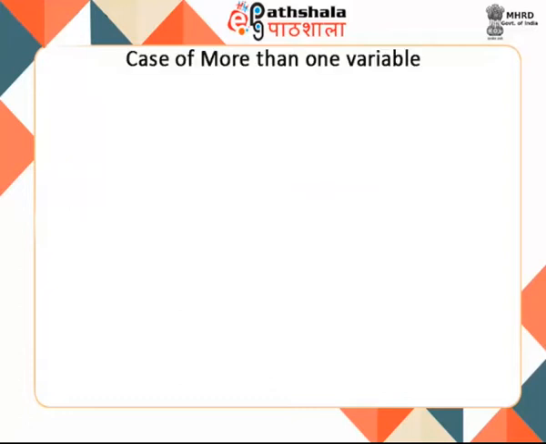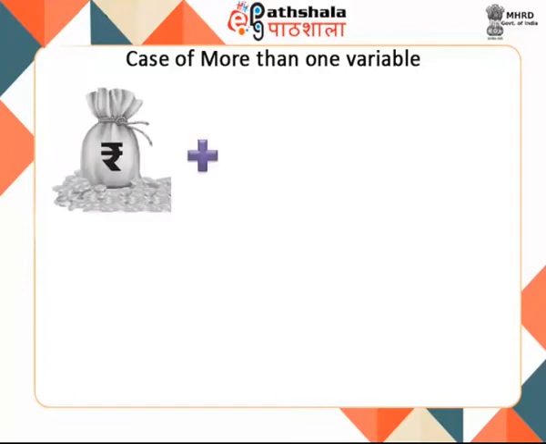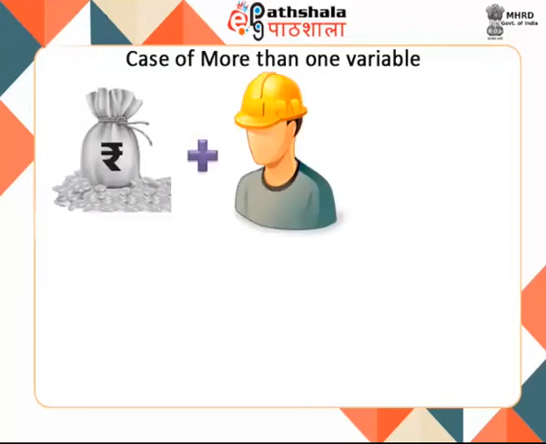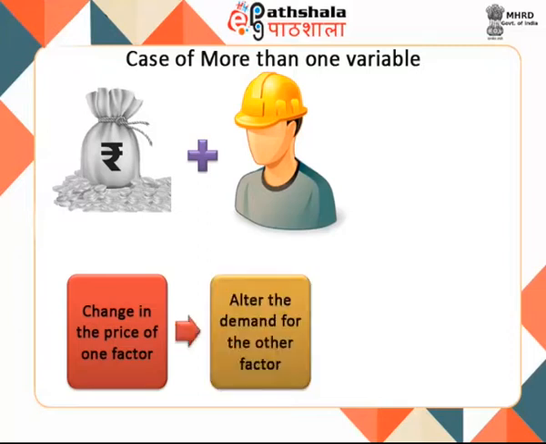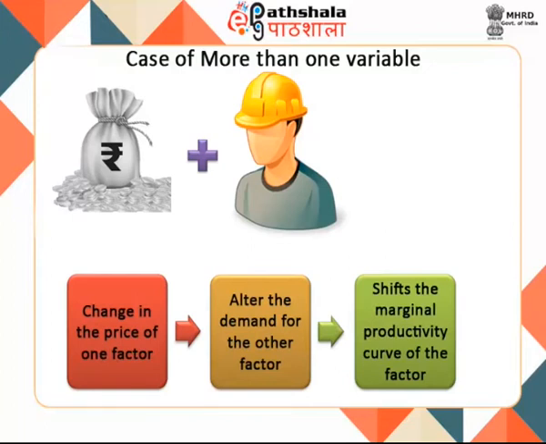In case of more than one variable factor such as capital, in the long run, capital will also vary along with labor. The demand curve for labor will no longer be the simple VMPL curve. This is because when several factors are employed in the production simultaneously, a change in the price of one factor can alter the demand for the other factor, and this in turn shifts the marginal productivity curve of the factor whose price is changed initially.